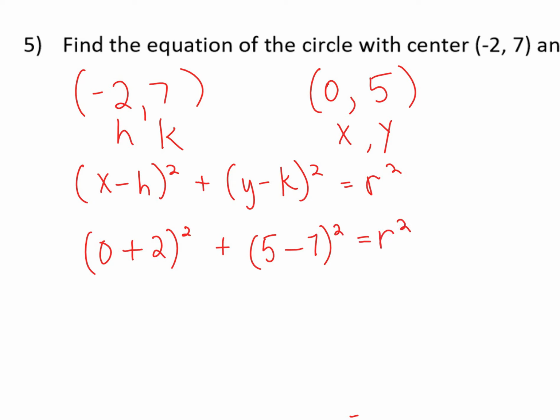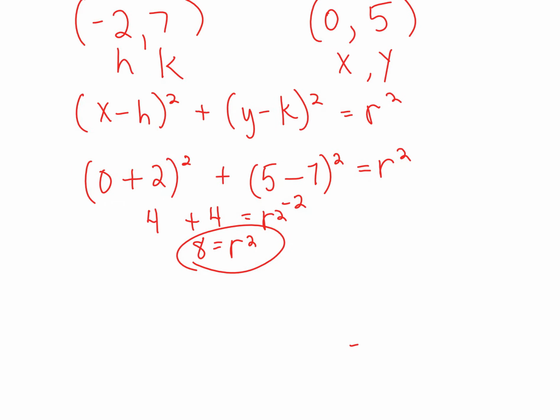All right, so let's keep working to get the radius. 2 squared is 4. 5 minus 7 is negative 2, but when you square negative 2, you're going to get 4, and that equals the radius squared. So 8 equals the radius squared. Now, we can stop there because our goal is to rewrite this equation. So I'm going to write it leaving x and y as variables, because remember, in a circle, this is your (x, y) out here.